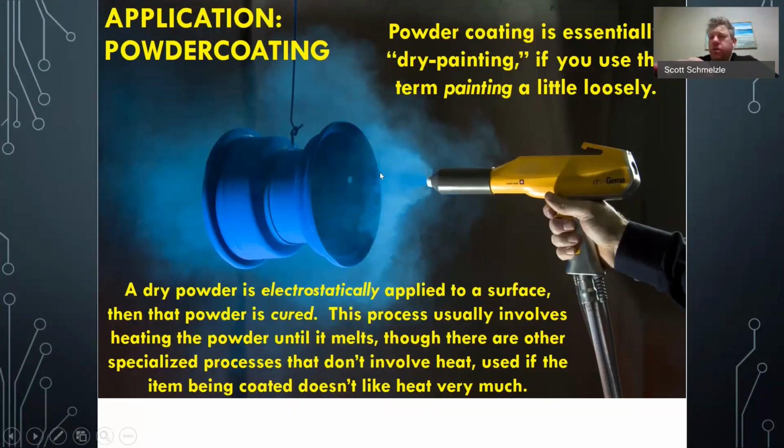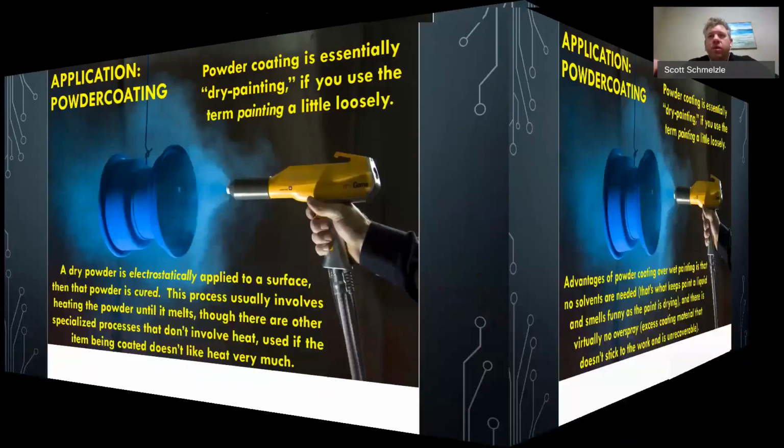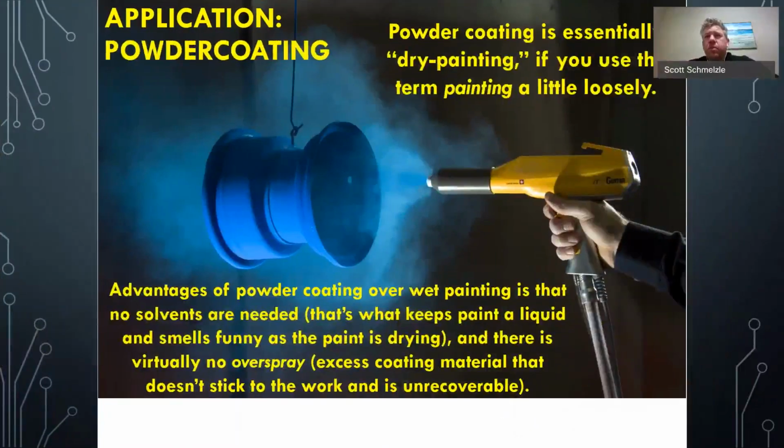all right? So it's going to be charged with all kinds of negative charges. But what happens is we ground that thing out. So all of the negative charges are allowed to go away. So what ends up happening is that this charged paint actually adheres and bonds to the object. When it does this, all right, it forms a really, really good, solid structure. Okay? An advantage of powder coating over wet is that there are no solvents. That's what keeps the paint a liquid, and smells funny as paint is drying. There's virtually no overspray, meaning excessive coating material that doesn't stick to the work and is unrecoverable. So basically the benefit is we don't overuse stuff here.